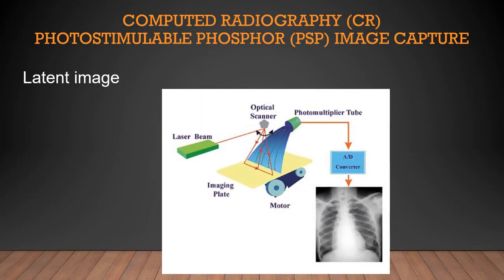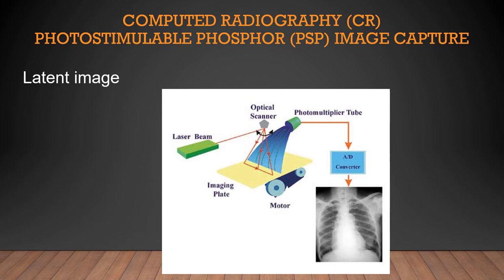Now let's talk about the latent image. Let's go back to film for a second. In film, the latent image is after I shoot an X-ray on a film screen system, I have an invisible image that is sitting there until I put it through the processor. So it's latent. And then after I process it, it's manifest.